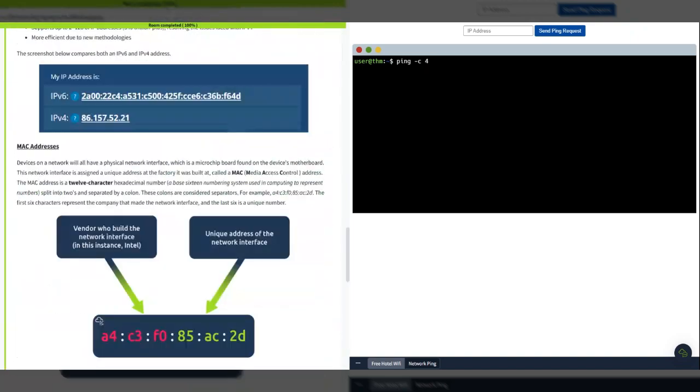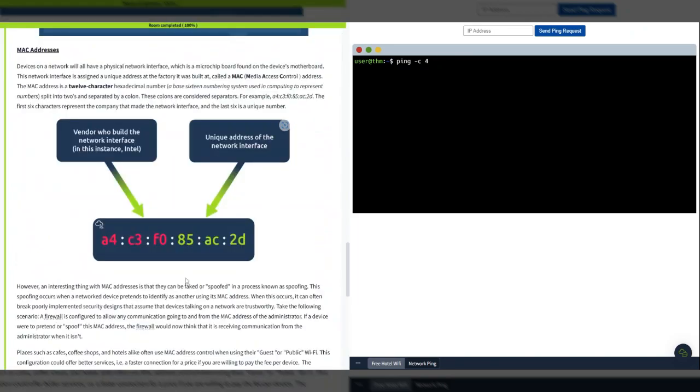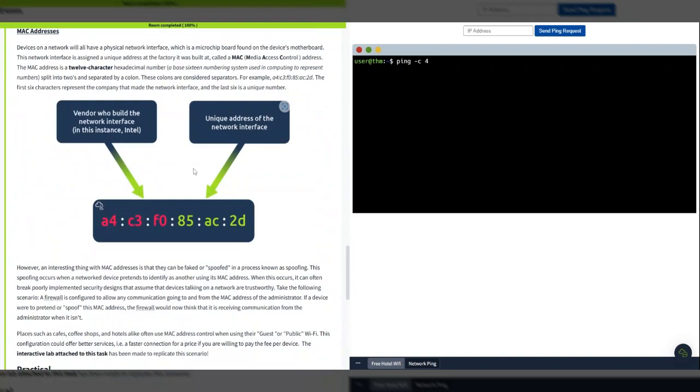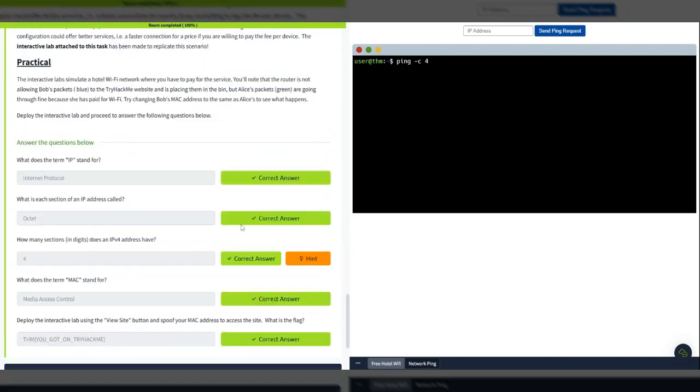I also would like to learn more about MAC addresses. Yeah, I don't really know much about MAC addresses. I kind of only knew about IP addresses.